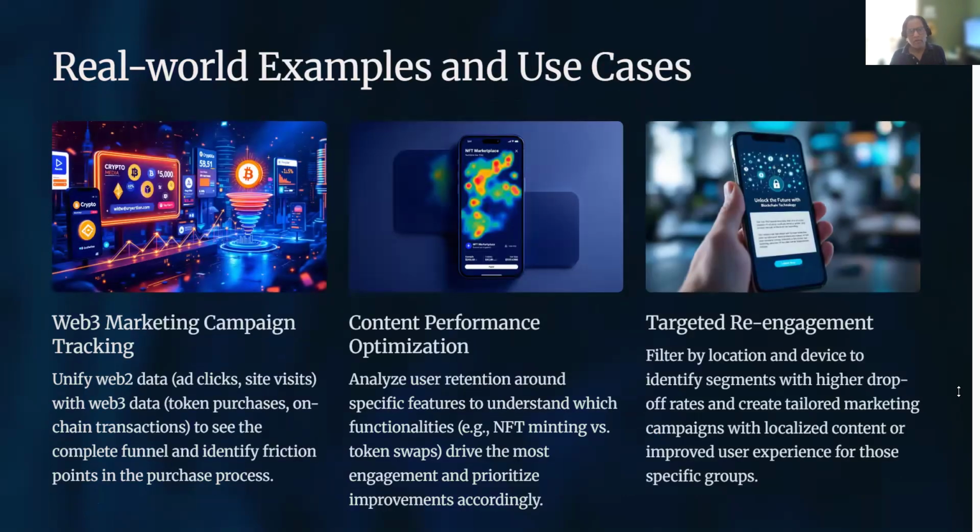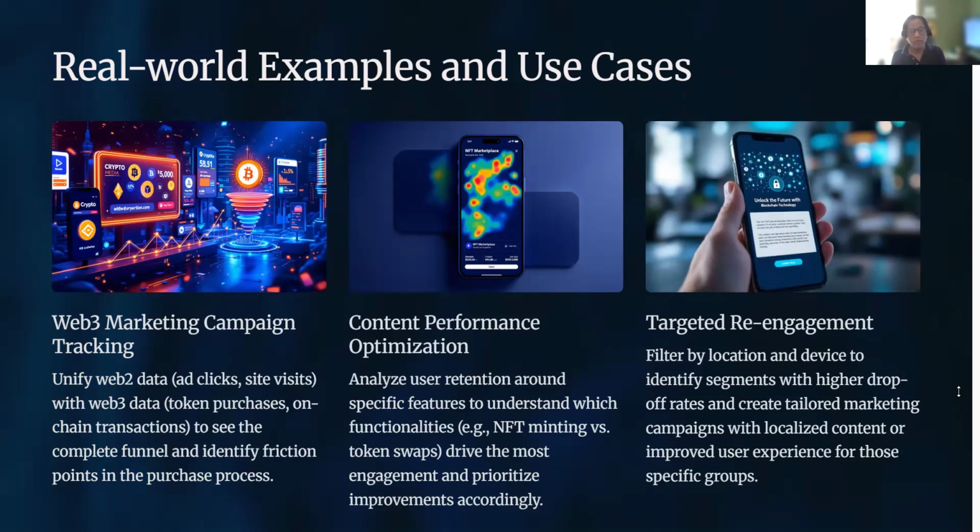So some of the real world examples I have provided here: the Web3 marketing campaign tracking. From the Web2 side, it's the number of clicks and number of site visits that is very critical. And then from the Web3 side, the token purchases or on-chain transactions, whatever on-chain transactions your customers are doing. You should be able to collect and measure those, and that will give you high quality loyalty metrics for you to understand and improve the customer base.